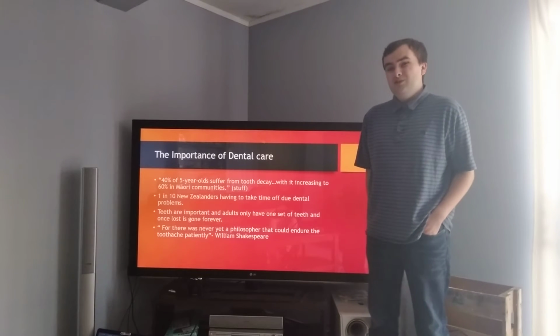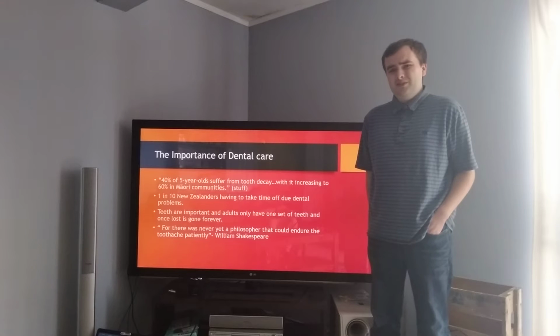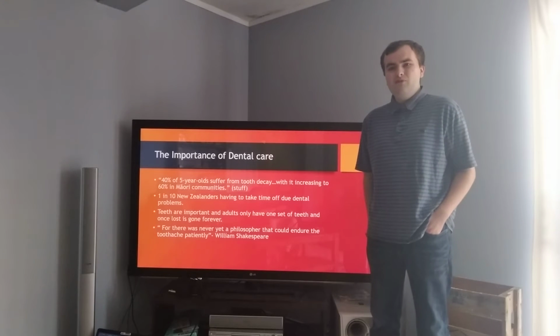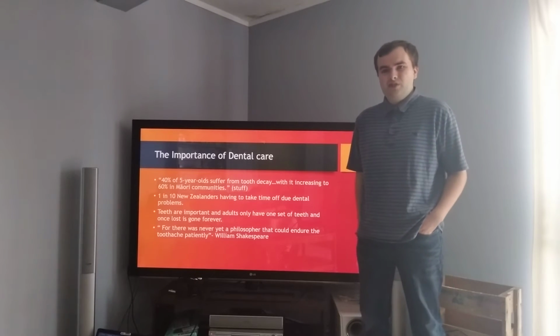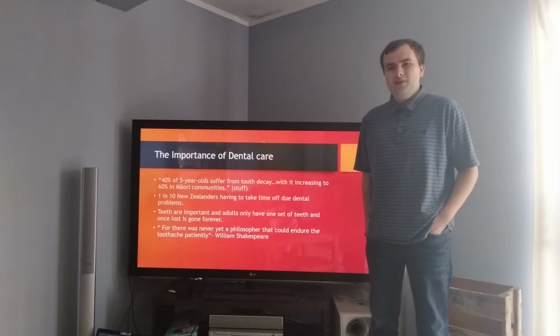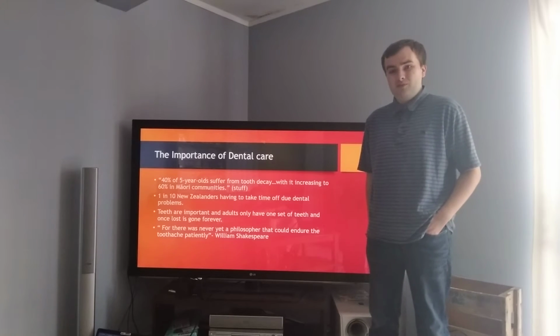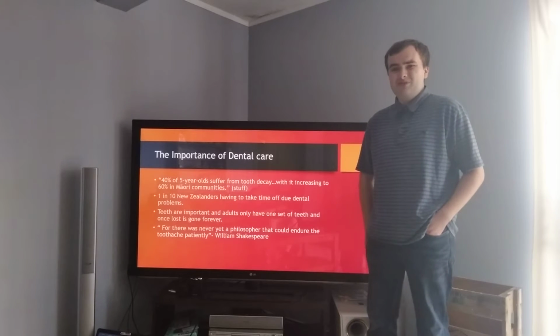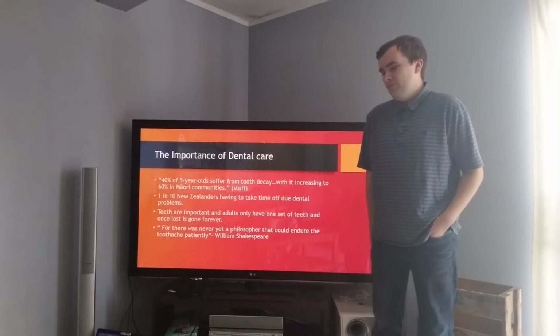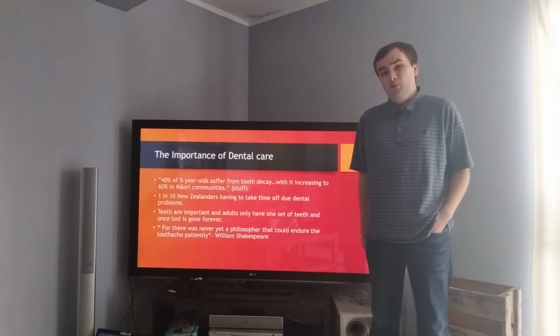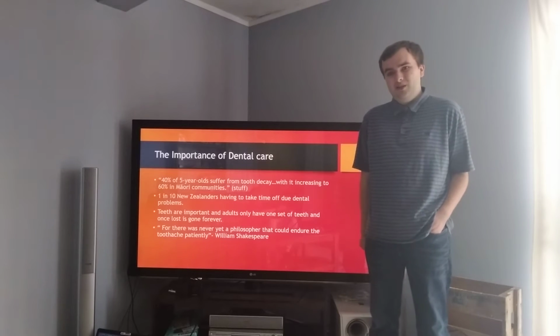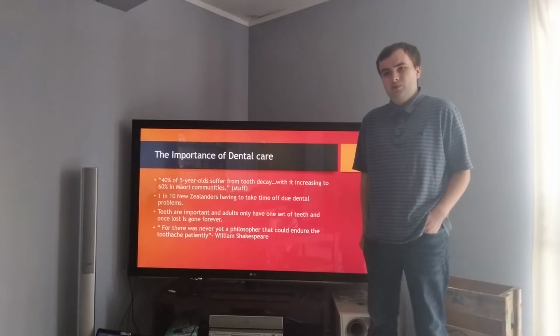The importance of dental care can really not be understated. It is believed that 40% of children at the age of 5 are already starting to suffer from tooth decay. This number dramatically increases to 60% for the Māori community. 1 in 10 New Zealanders are already reporting that they're having to take time off work due to teeth and gum related issues.